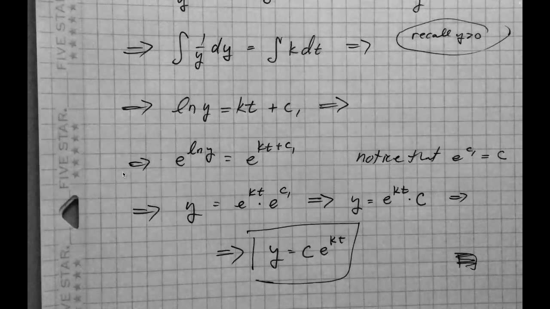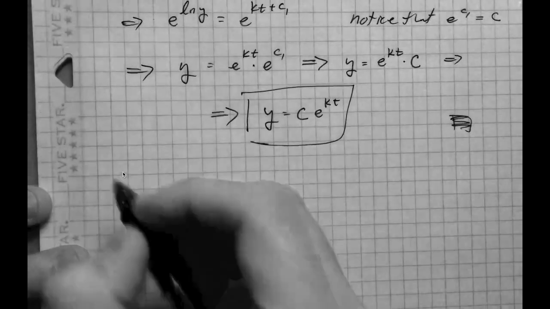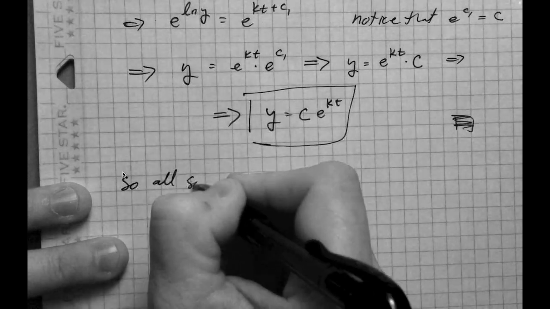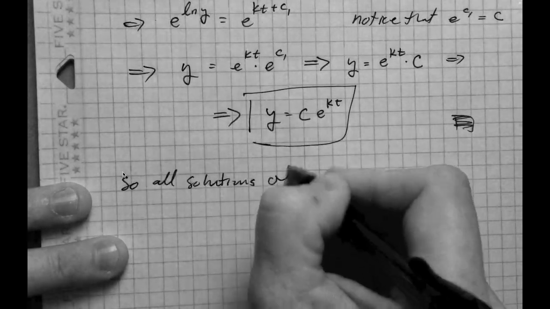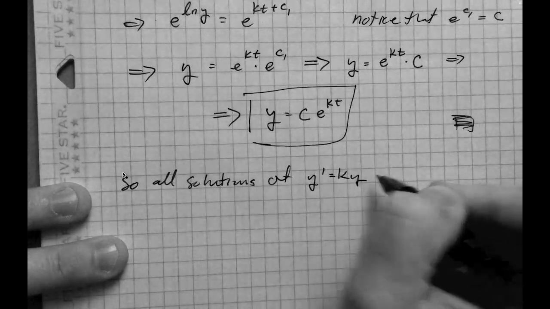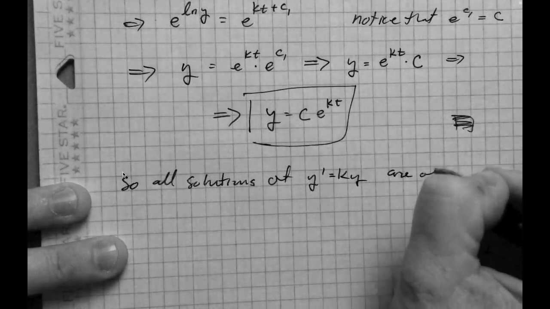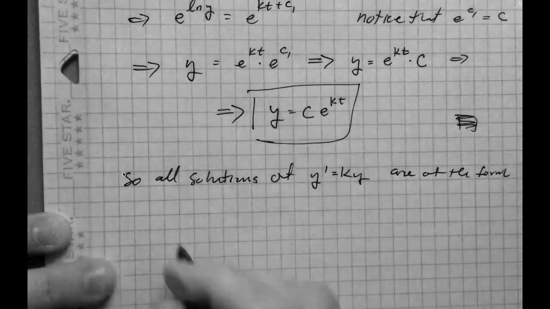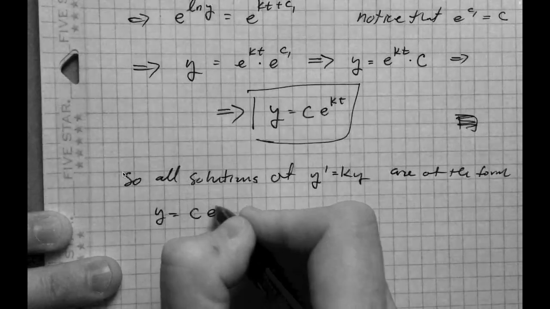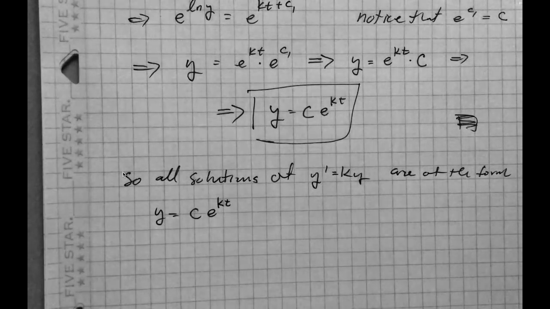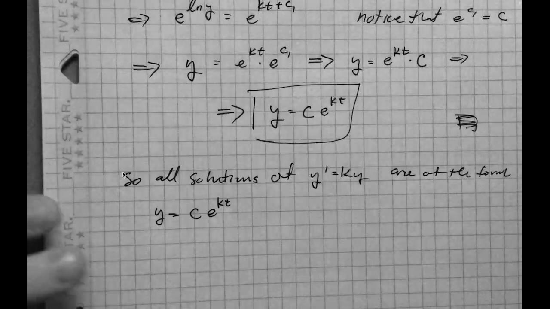So what does this mean? Well, all solutions of y prime equals k times y are of the form y equals c times e to the kt. Very good. So that's the walkthrough of this first general solution to a differential equation.